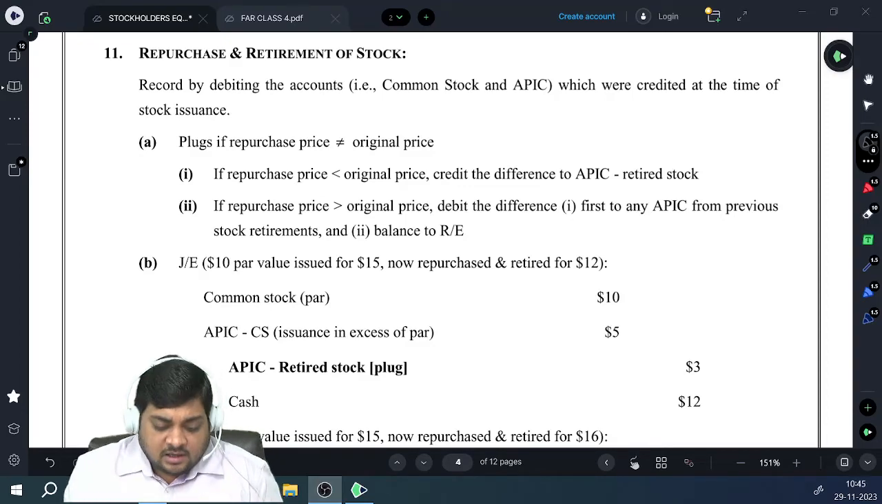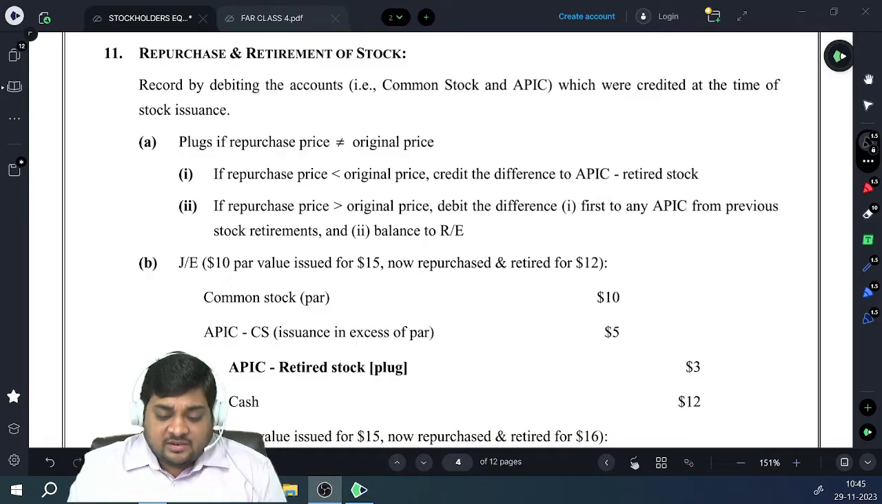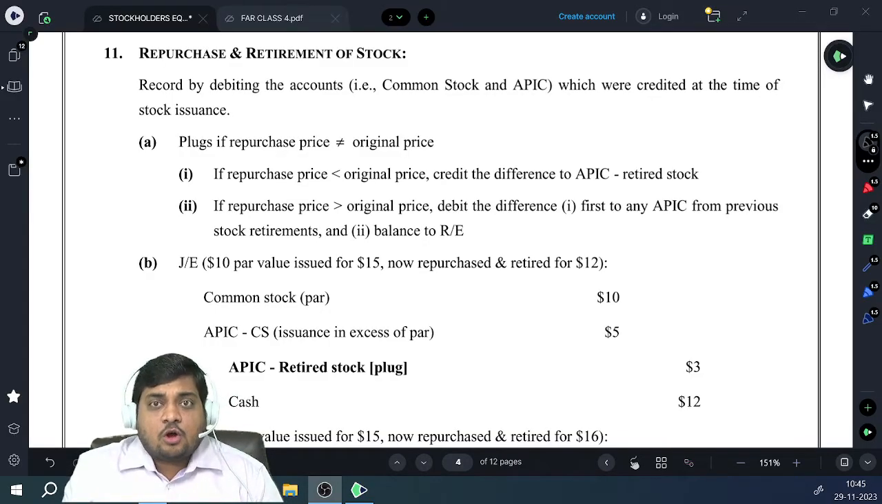Good morning, friends. Today we will continue with stockholders' equity, which we started in the last session. In the very first session of stockholders' equity, we had done what comes under stockholders' equity. Basically, it is the shareholders' fund.